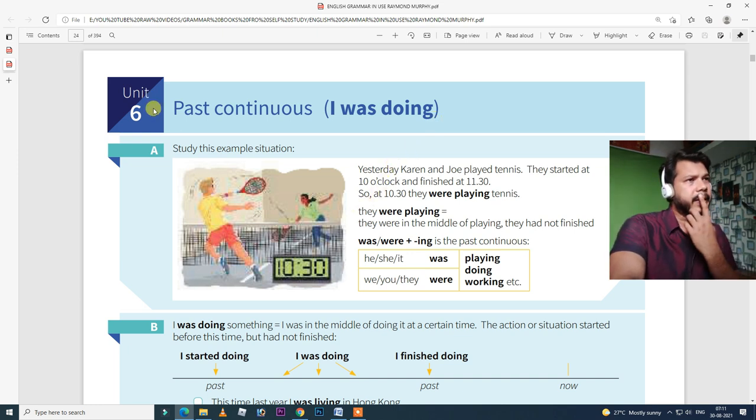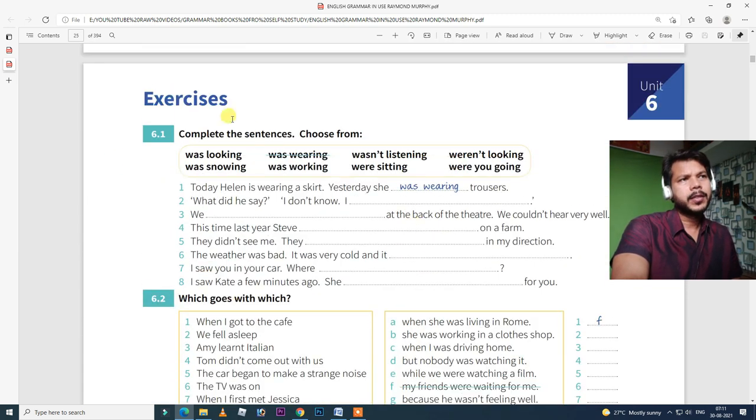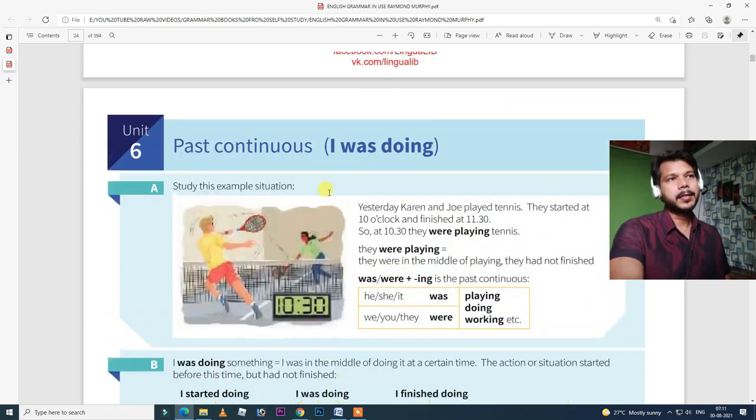So I have already taught you unit 1 to 5. Now this is unit 6. Here we are going to learn about past continuous tense, and you will understand the difference between past indefinite and past continuous. And after completion of this chapter, you have to do some exercises so that you can have a great command. So without any further ado, let's get started everyone.